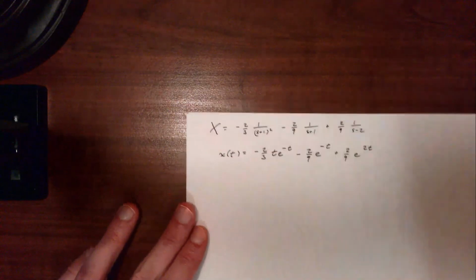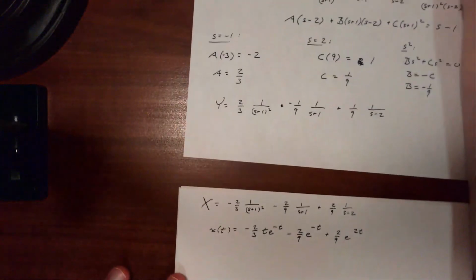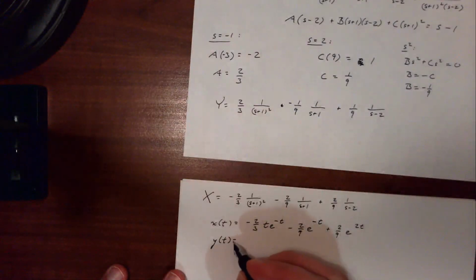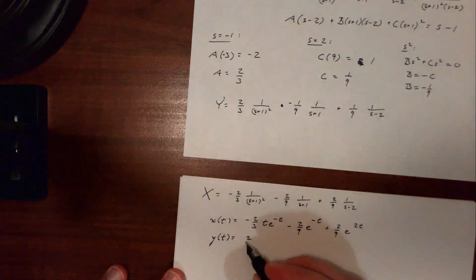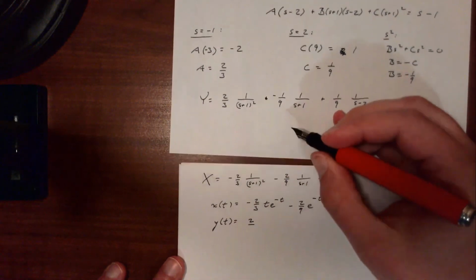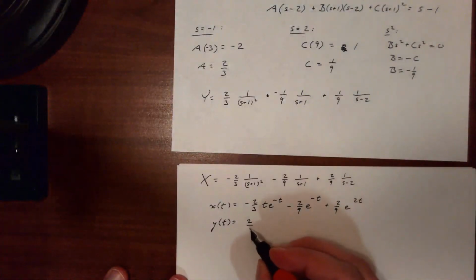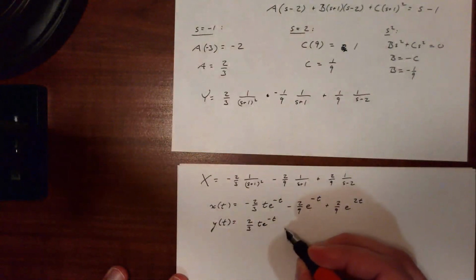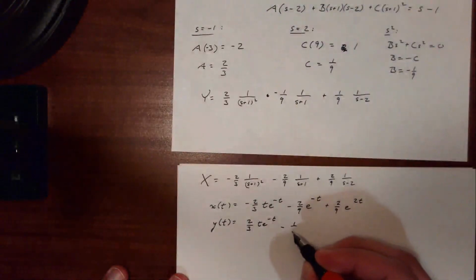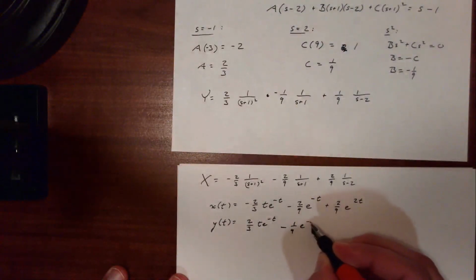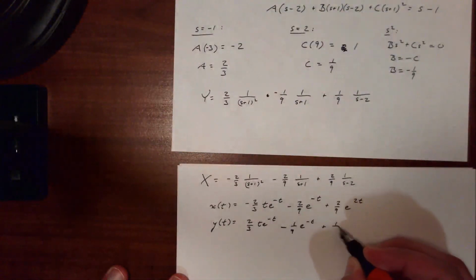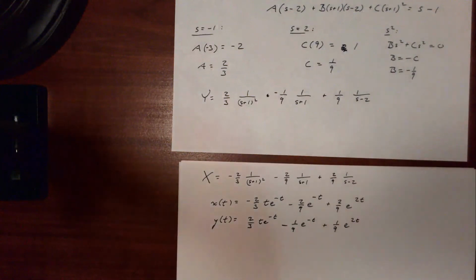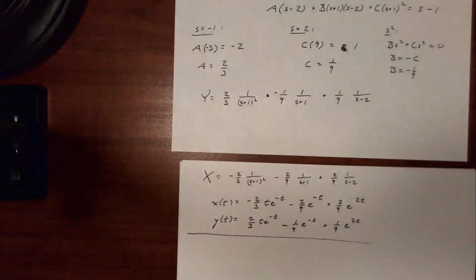And now for the y, for little y, we have very similar things. The first term was just positive 2/3 instead of negative 2/3, so it would be positive 2/3 t e to the negative t, minus 1/9 e to the negative t, plus 1/9 e to the 2t. So that would be that.